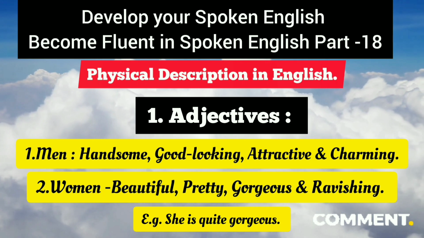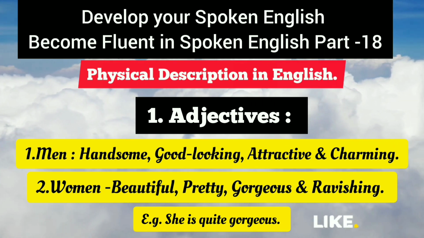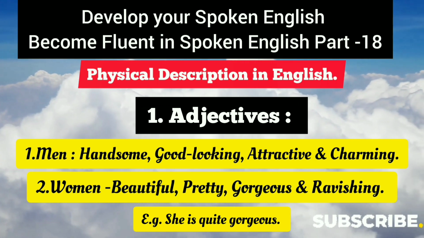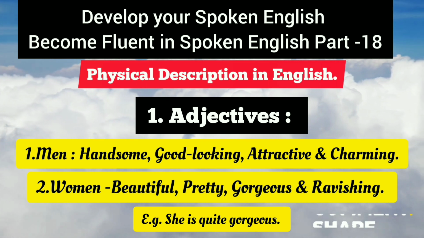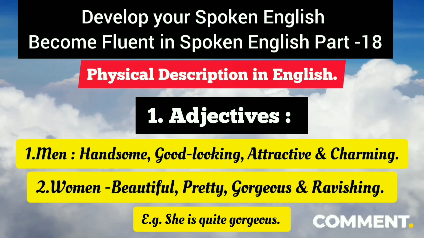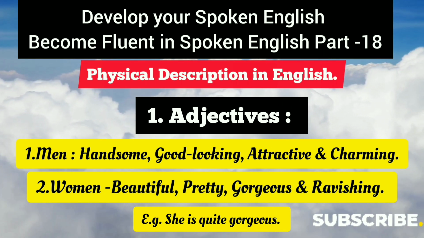Another one which we have is ravishing. She looks ravishing. That means extremely gorgeous. If someone is very attractive and has become the center of attention, then you can say that she looked ravishing in that party. So I'm quite sure it's clear how to describe a lady who is good looking.